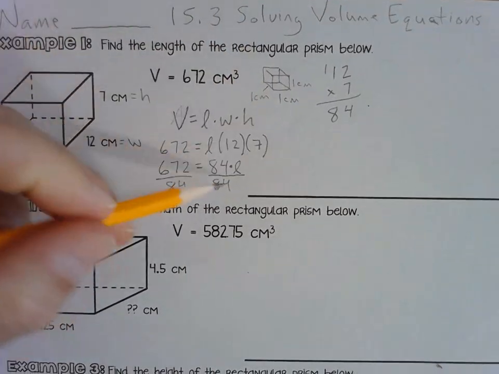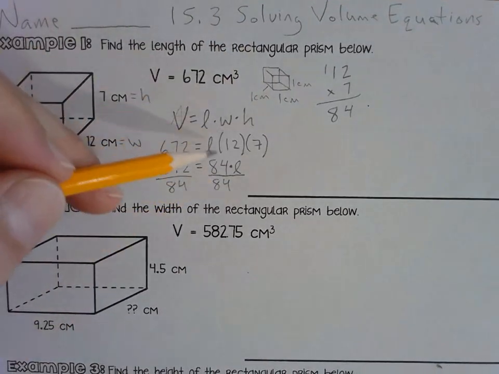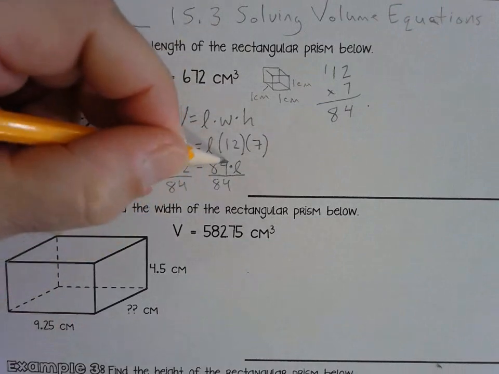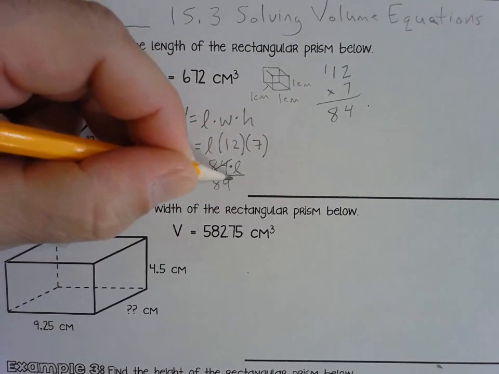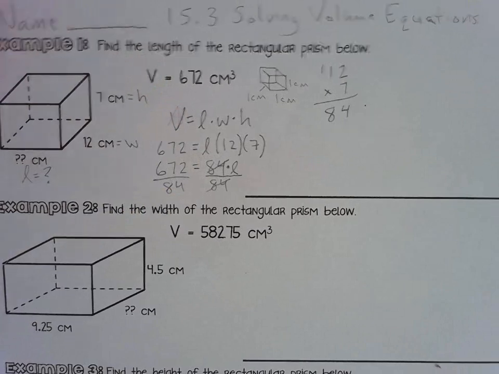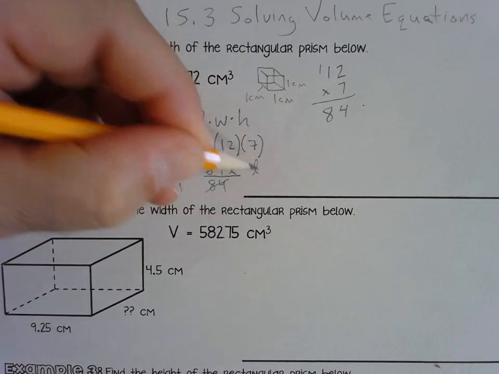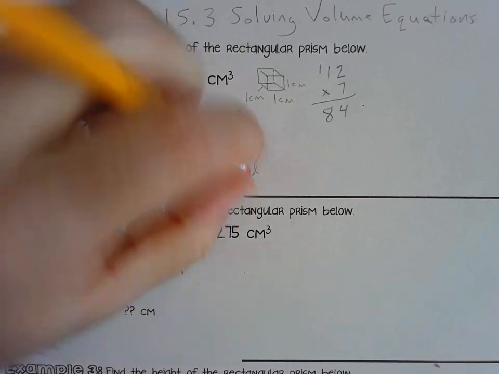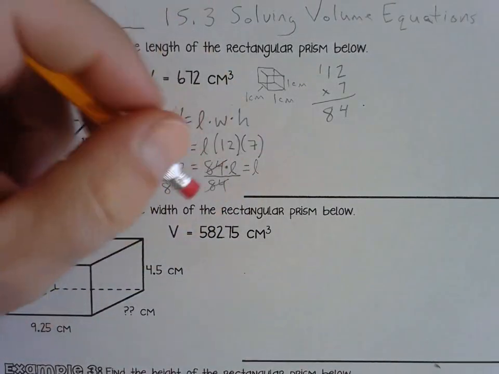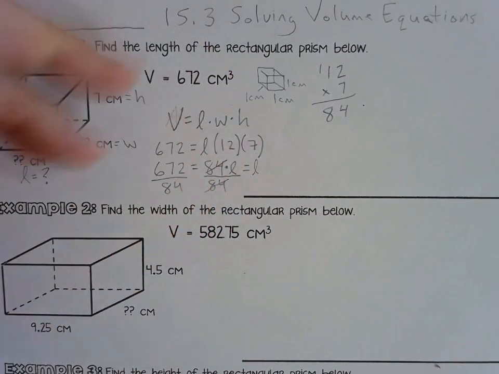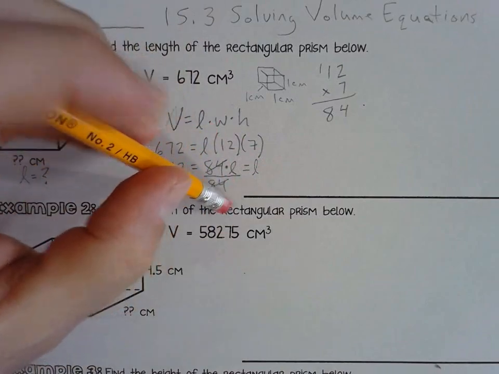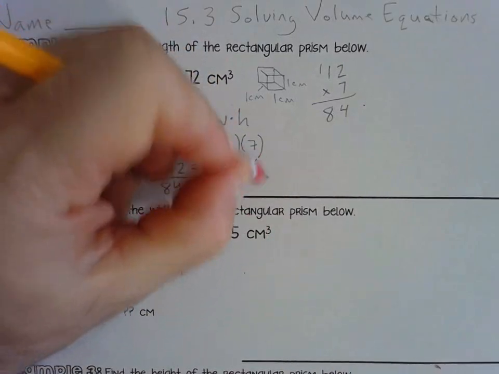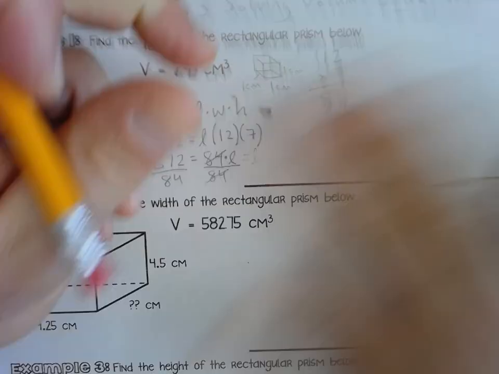All right, so what happens to the 84s there? 84 divided by 84 is 1. So the 84s cancel out here, and all you're left with over here is L, right? Okay, so now what you want to do, I'm kind of running out of room, but if I had more room below here, I would write my L here. I have a little bit of room, so let me do that.